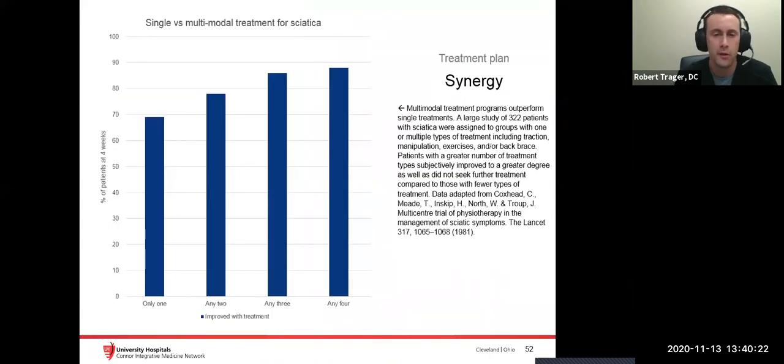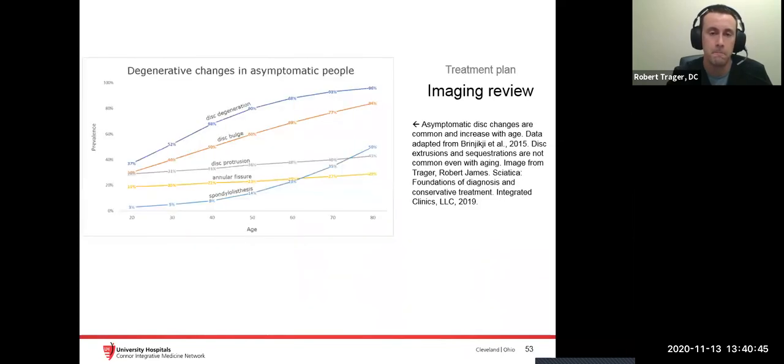As far as choosing different treatments, I think that there's more synergy than we typically appreciate for different treatments. This is an older study, but what they found was patients that were receiving different types of therapies actually got better faster. And this is what I see in my own practice. So we combine chiropractic with physical therapy with medical, and I think it actually helps people that much more.